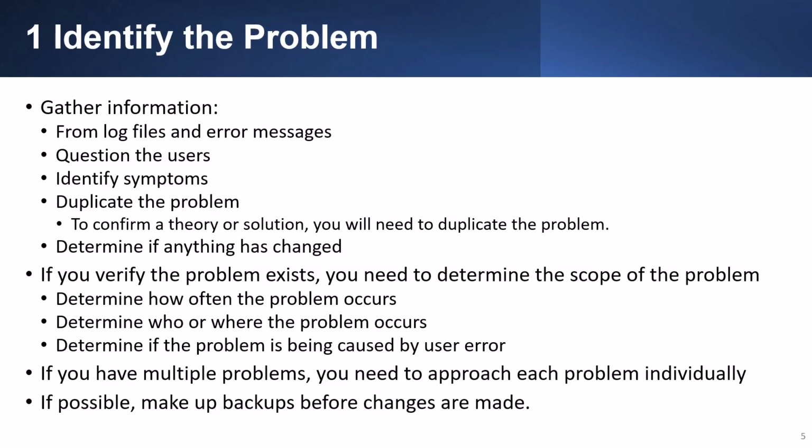While you're identifying the problem, you'll need to gather information from log files and error messages, question the users, identify symptoms, and duplicate the problem. You may need to have the user show you the problem. To confirm a theory or solution, you'll need to duplicate the problem. While gathering information about the problem, ask what the chain of events or steps are to duplicate the problem.